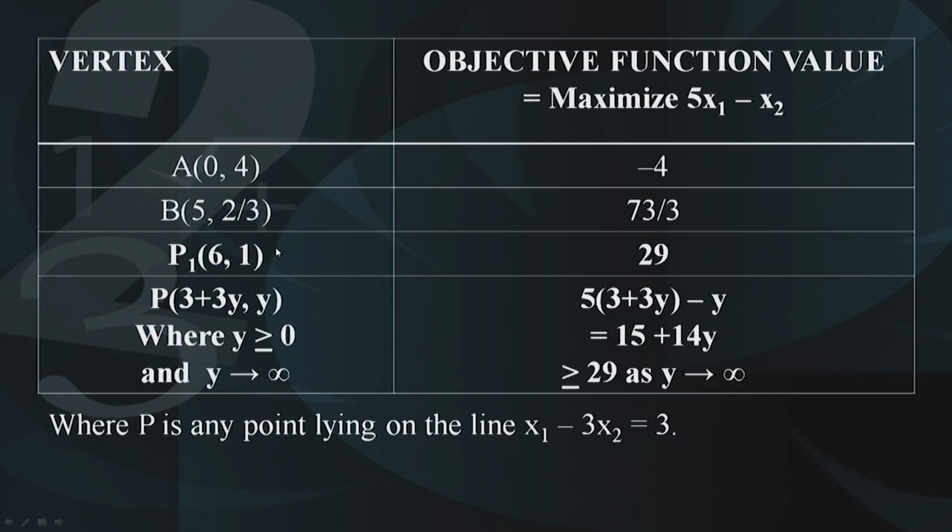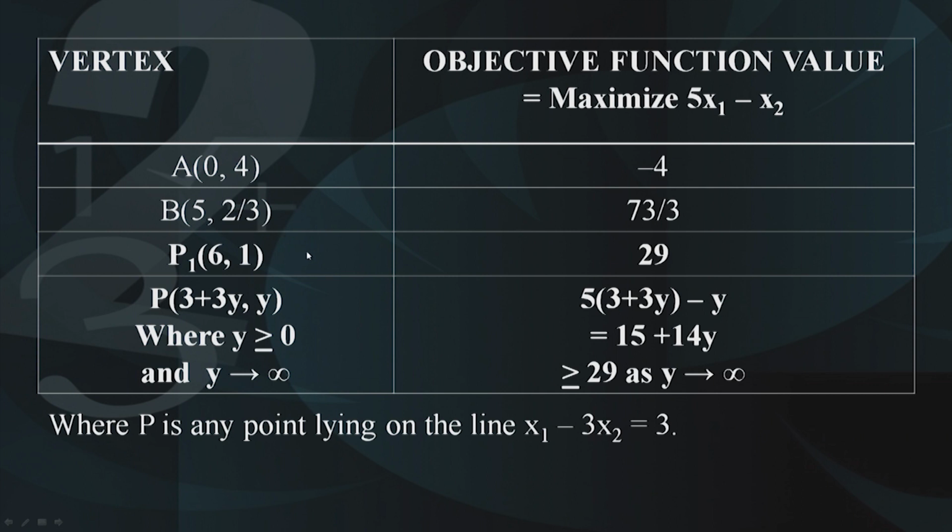So, let us look at this table which indicates the value of the objective function at each of these points A, B, etc. The coordinates of A are (0, 4). If you substitute it in the objective function, that is 5x1 minus x2, you get minus 4. Similarly, if you substitute B (5, 2/3), then you get 73/3.